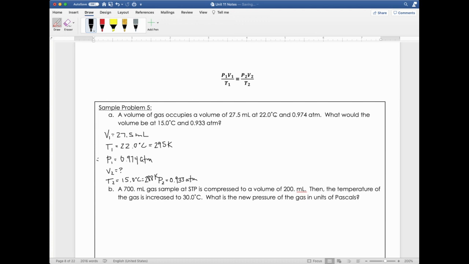So let's just plug all of our variables into the combined gas law equation and then solve. So 0.974 multiplied by the volume, which is 27.5, and divided by the temperature, which is that 295 Kelvin. And let's set that equal to our second pressure. So I'm changing the conditions, 0.933.